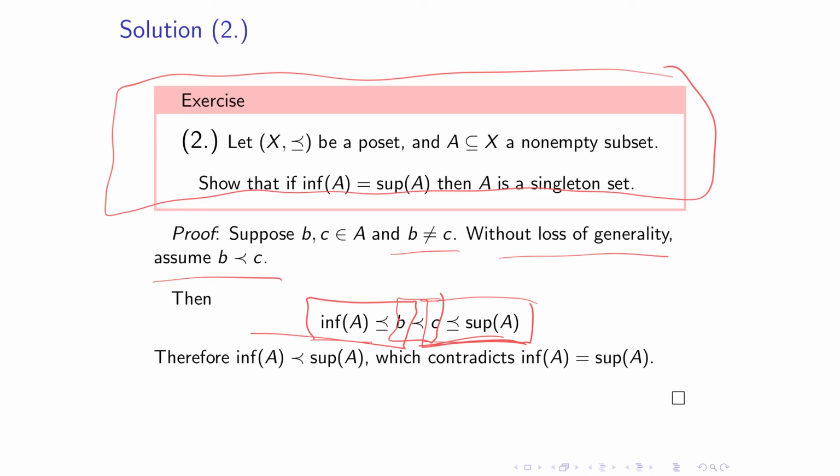Well, putting that together with transitivity of the precedes relation, it follows that inf A precedes sup A, and therefore they are not equal. But then we assumed that they were equal, so there's our contradiction, and the proof is complete.